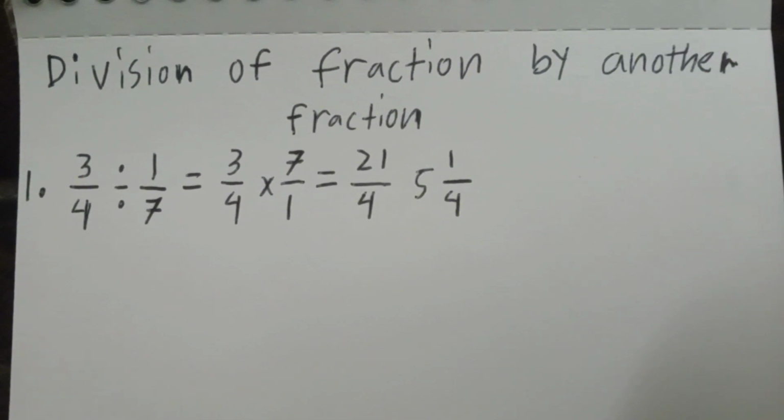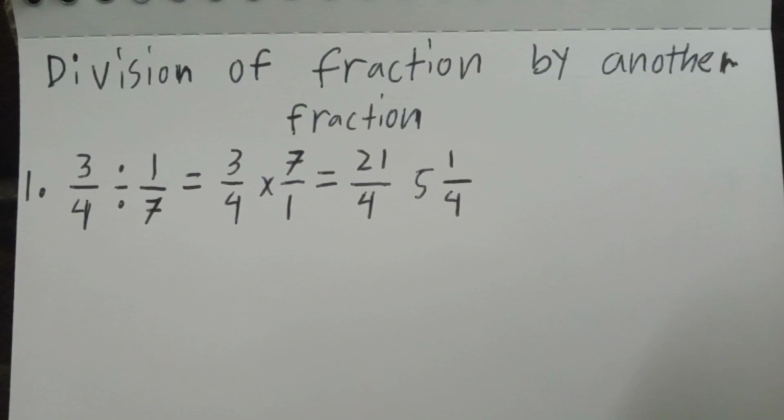And the third step will be flip. We have to flip the second fraction. 1 over 7 will turn into 7 over 1. And now we can just multiply straight across. So 3 times 7 will give us 21, and 4 times 1 will give us 4. And that will be our answer.